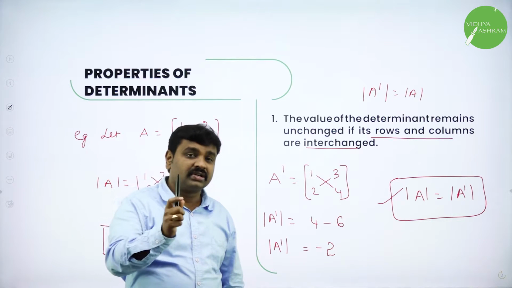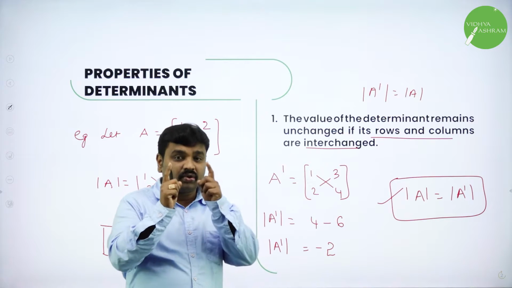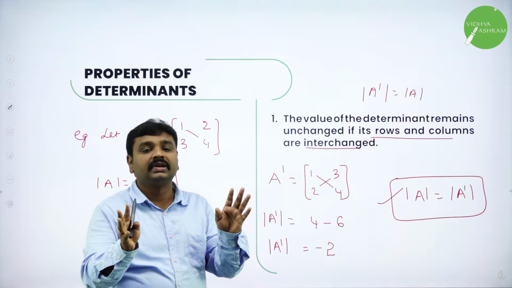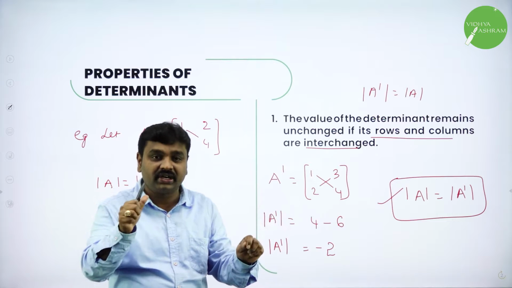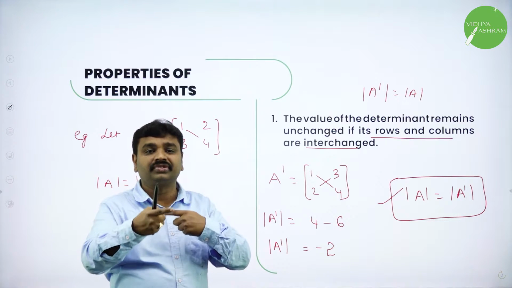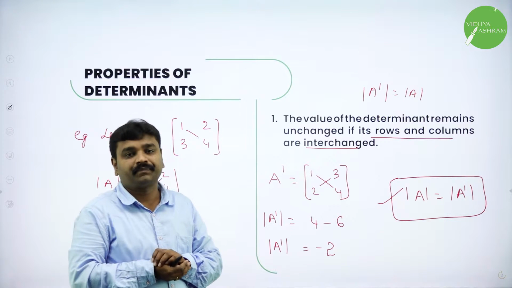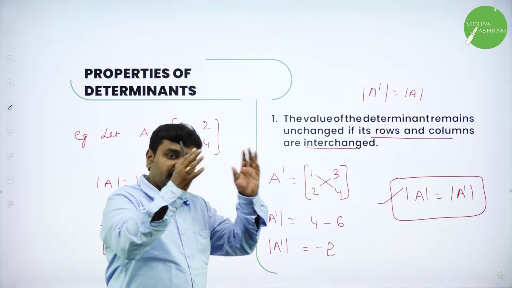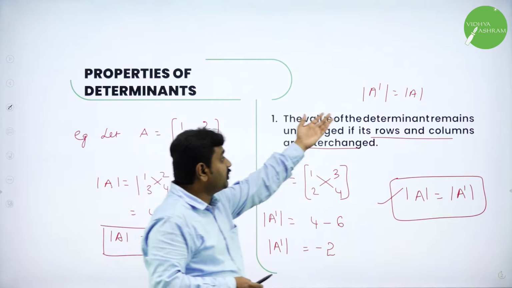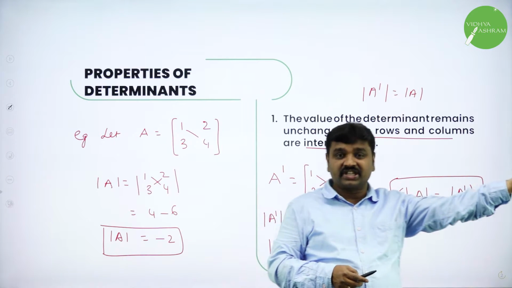I'll repeat, please remember this. The value of the determinant remains unchanged. The value of the determinant does not change when you interchange rows and columns. Interchanging rows and columns means what? Transpose. If you change rows to columns, we'll get a transpose. So that's why the determinant of a matrix is the same as the determinant of its transpose.